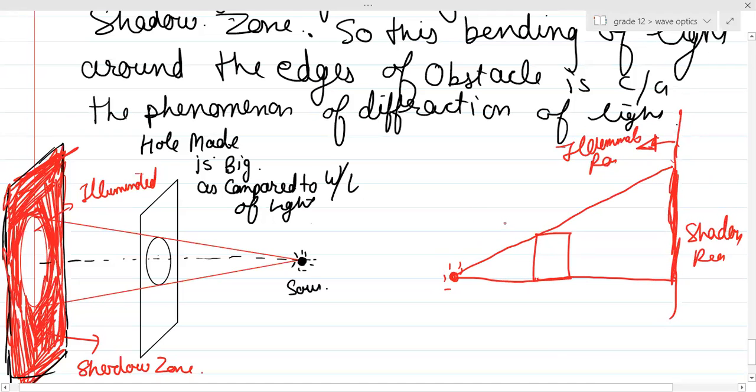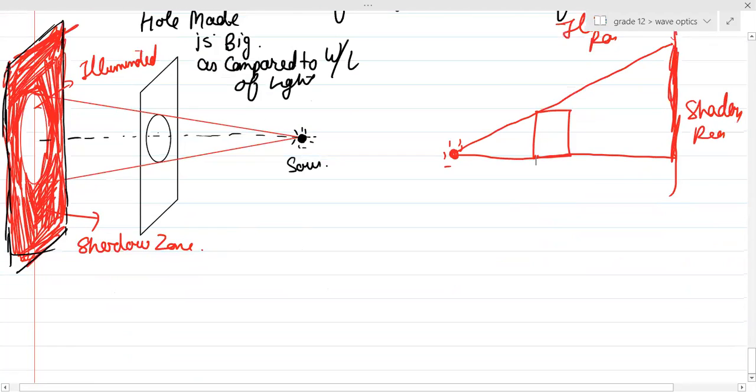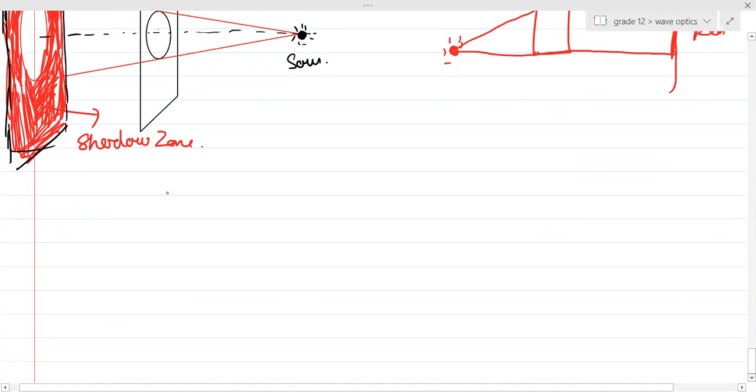Keep one thing in mind. If this hole or this object is very small, for example, suppose I have sharp corners of an object, right? Whenever any object has these sharp corners, the size of these objects is very small, right? Yes or no? The size of that sharp corner is very small. Have you seen it or not, guys?